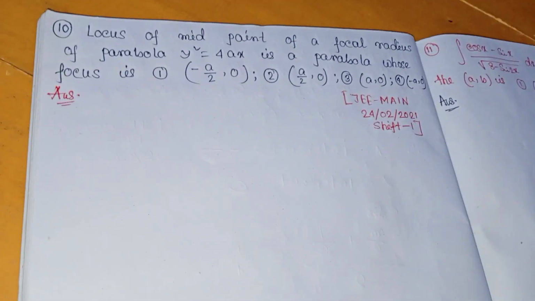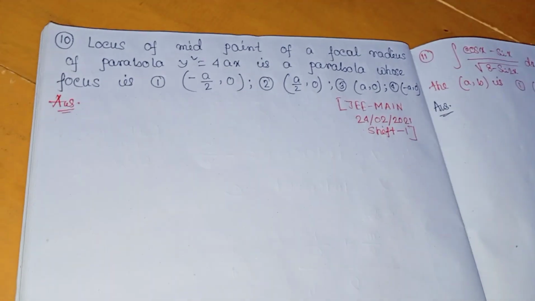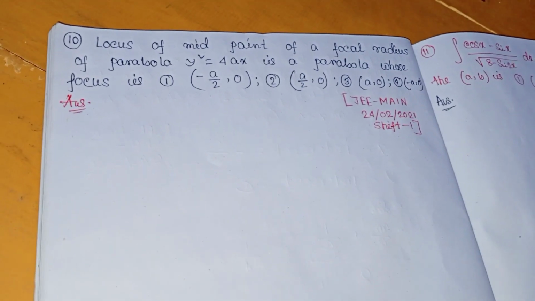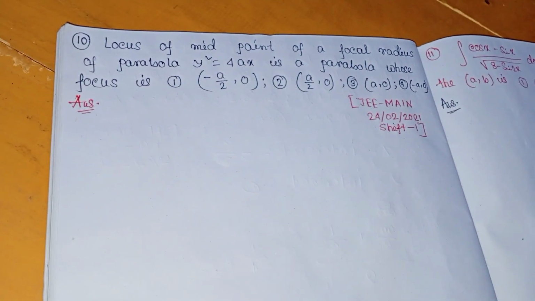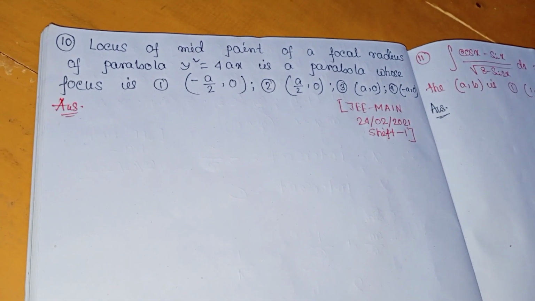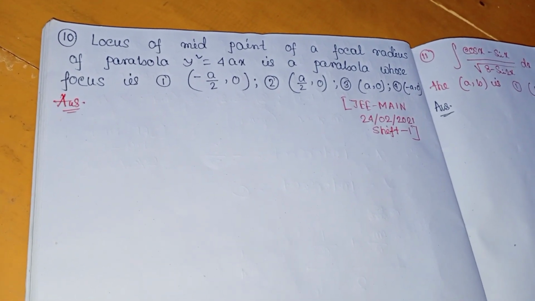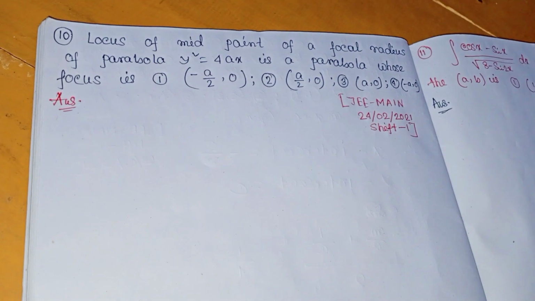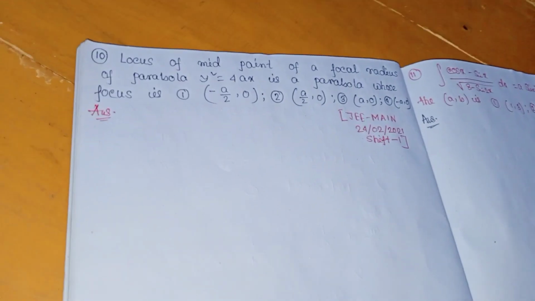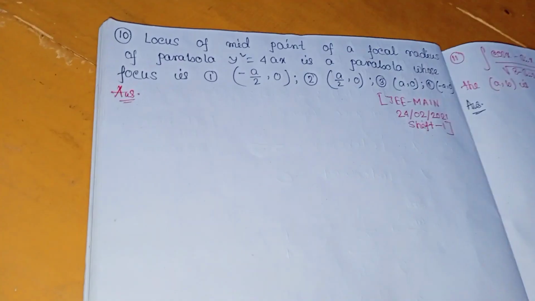Today we solve the JEE Main 24th of February 2021 Shift 1 question, question number 10. It's a memory-based question, so some data may be changed. The locus of the midpoint of the focal radius of the parabola y squared equals 4ax is a parabola whose focus is... four options are given. This is a question in the house of coordinate geometry.